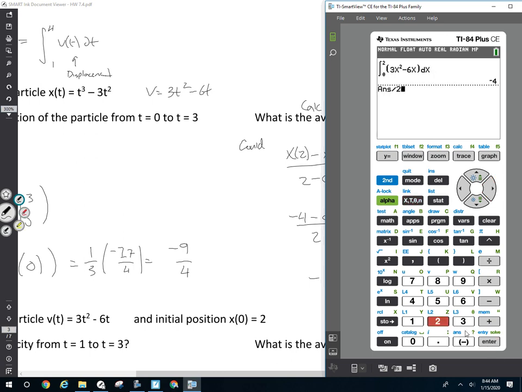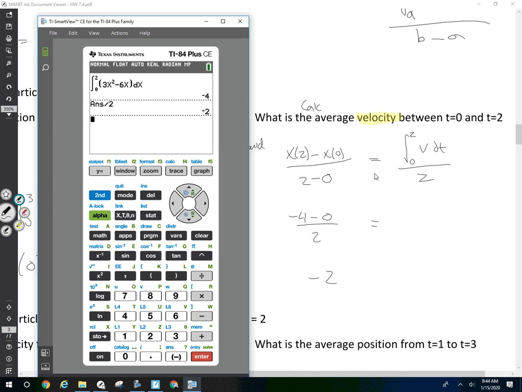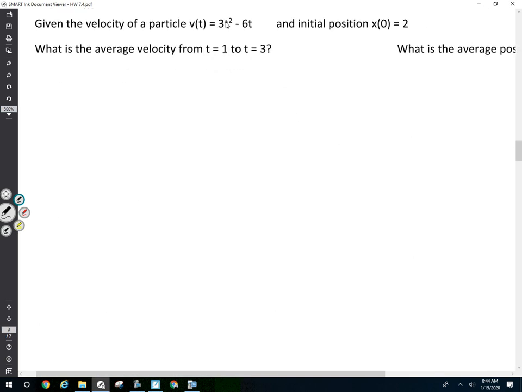Divided that by 2. There you go. You know, it's because they're equivalent. But I wanted to show you the two ways you can get your answer. Now, they're asking you for average velocity, and they're giving you velocity. Since they give you velocity, you might as well just do it using the integral: 1 over b minus a times the integral from 1 to 3 of velocity.